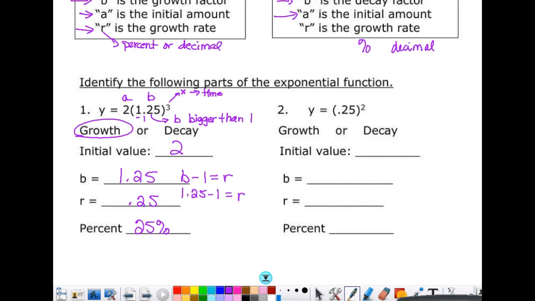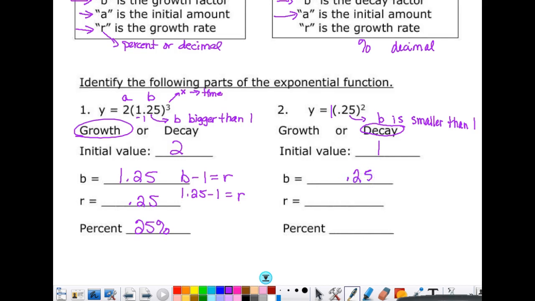Okay. So then, let's look at this one. We don't really have an initial value here, so that's 1. So is this growth or decay? It's decay because our B is smaller than 1. So this is decay. So you have to circle whether it's growth or decay. So our initial value, something starting at 1. Now, our B is 0.25.